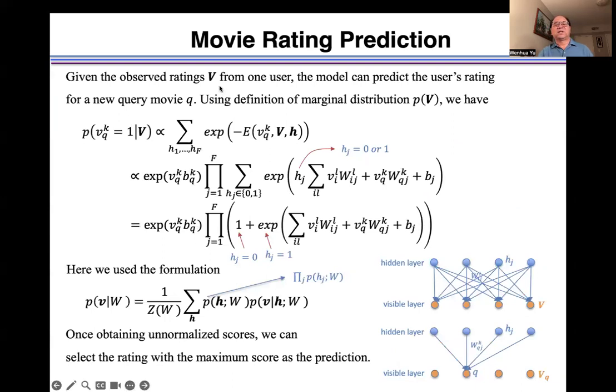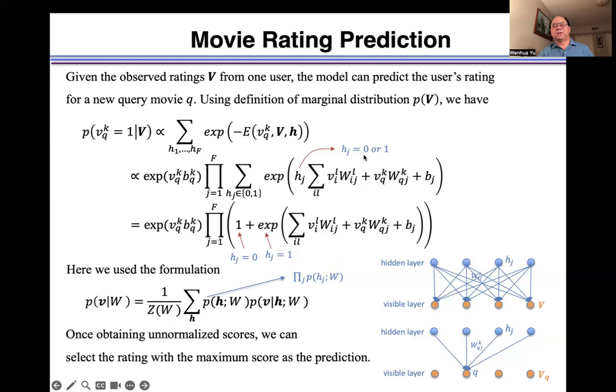Given the observed ratings V from one user, the model can predict the user's rating for a new query movie Q. Using the definition of the marginal distribution of V, we have this conditional probability of movie Q that is expressed as a marginal of the exponential over H. Using the formulation here, the probability of H is equal to the product of the independent probabilities of Hj. We get this formulation.